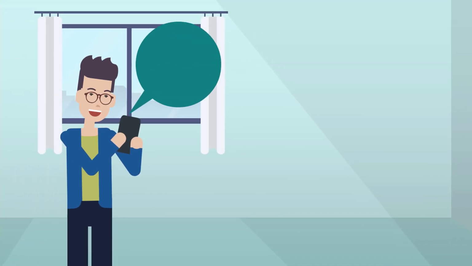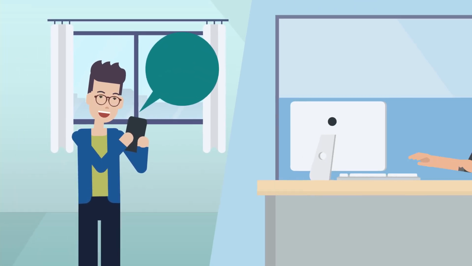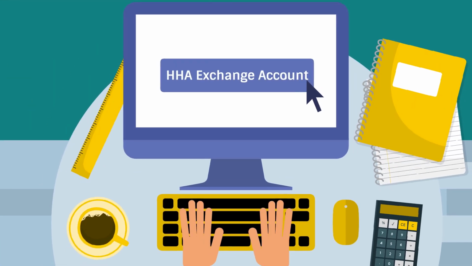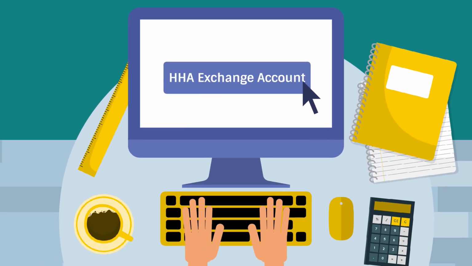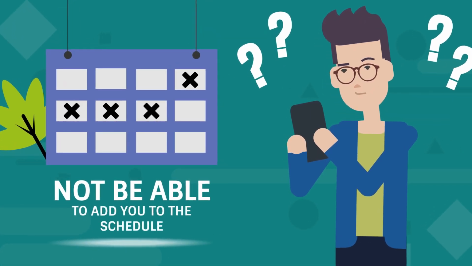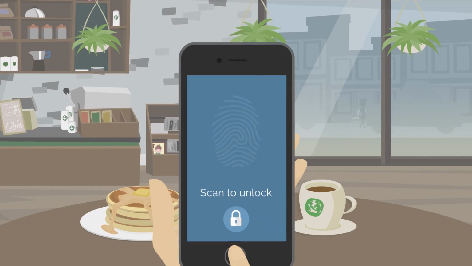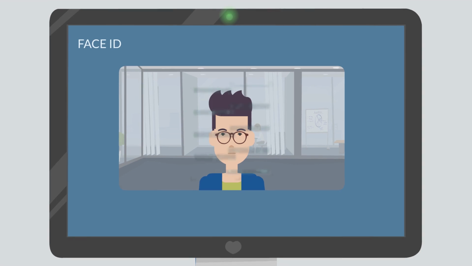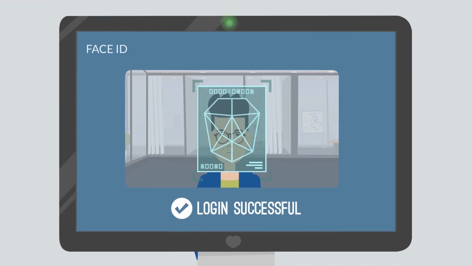Once you receive your unique mobile ID, please send this ID to your HR representative. This unique mobile ID will then be registered to your HHA Exchange account. Without this ID, we will not be able to add you to the schedule. Biometric login, using Face ID or fingerprint, makes access secure and effortless.